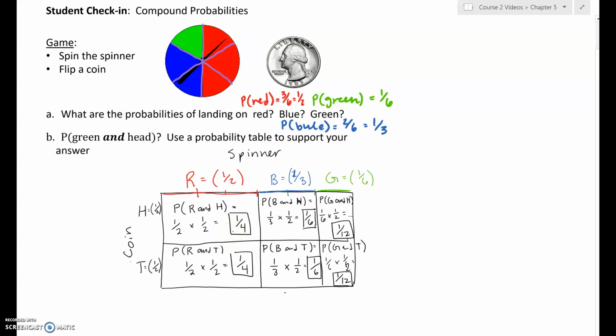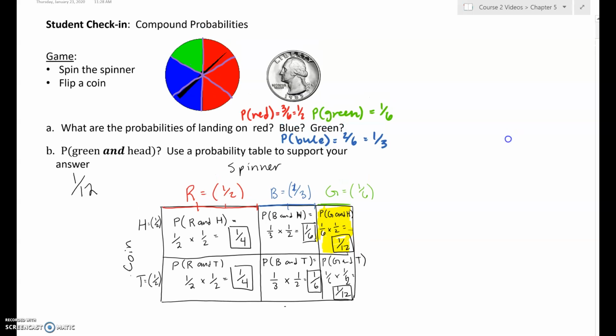So what's the probability that you land on green heads? It's a 1 in 12 chance that you end up in, let's highlight it. You have a 1/12 chance to land there. And there it is, supported with our probability table.